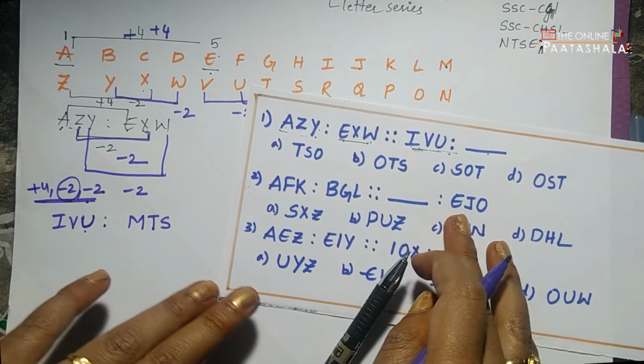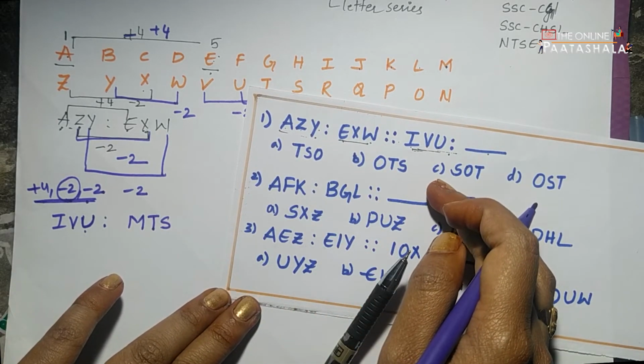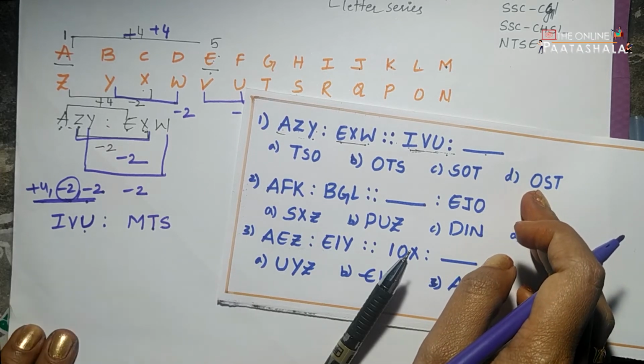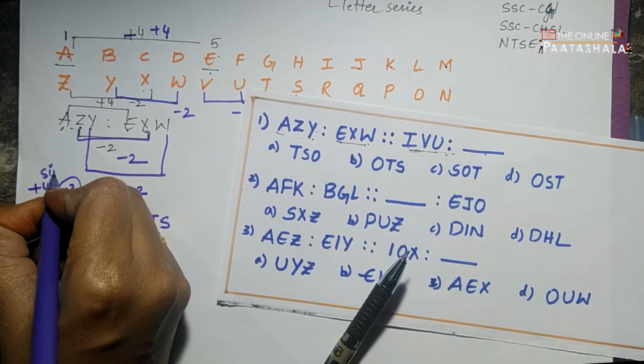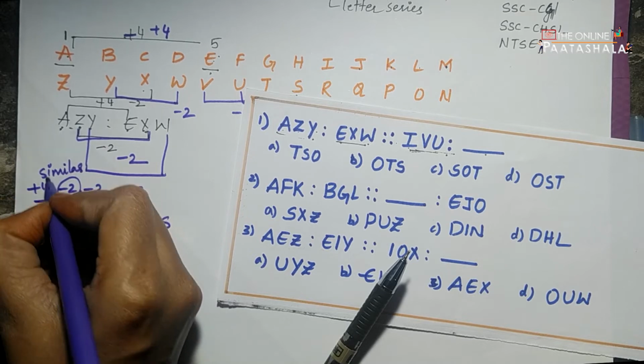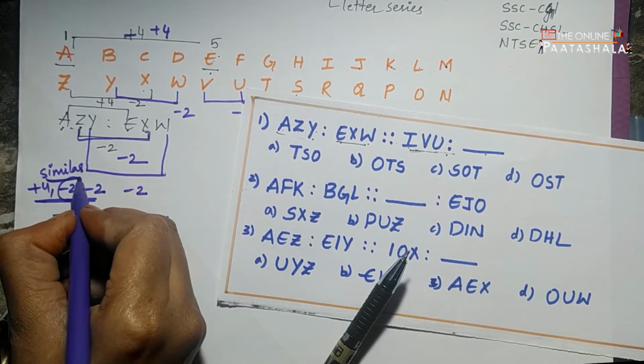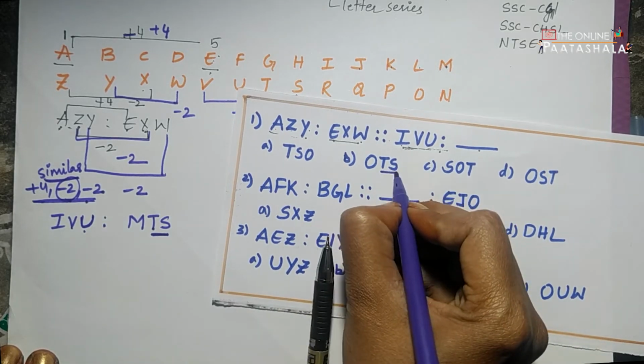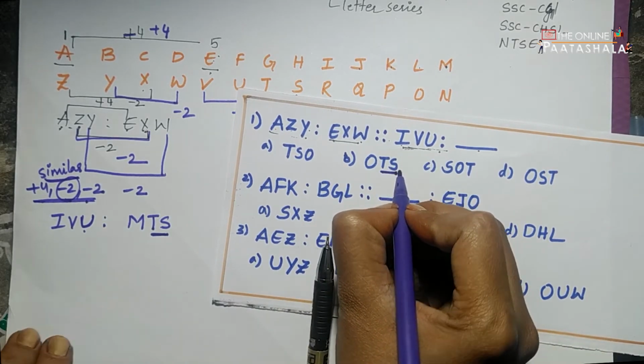S. But in the options, do you have any such answer? No. I have previously told you that you need to get a similar pattern, not an equal one. See, the last two letters are the same for this, right? TS. So keep it aside.